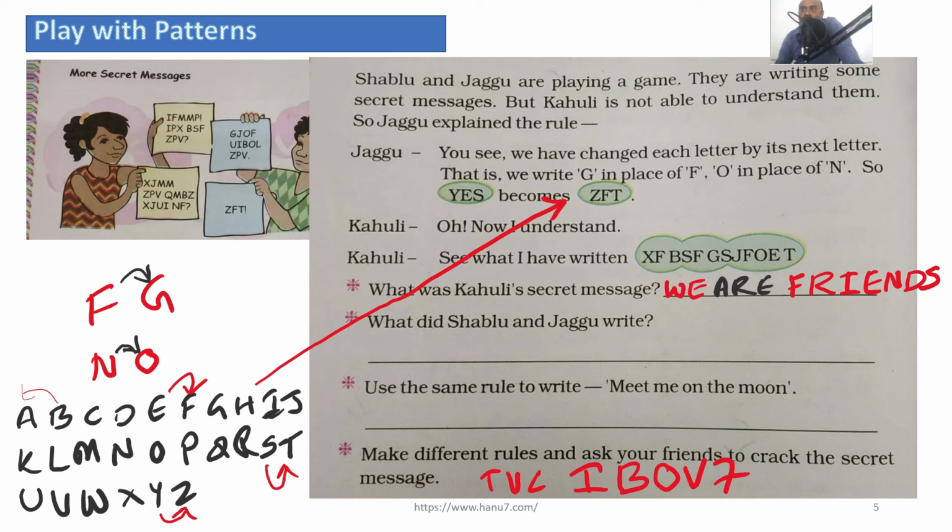What did Shablu and Jaggu write? Here you can see the other two persons who are playing with the patterns, writing more secret messages. What did they write? He is asking. So I'm writing, I'm telling fast. You can understand that. Hello is the first word. IFMMP. Here it is. IFMMP is hello.